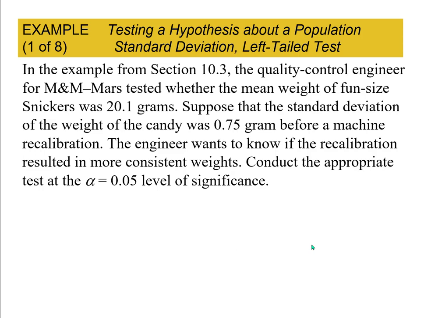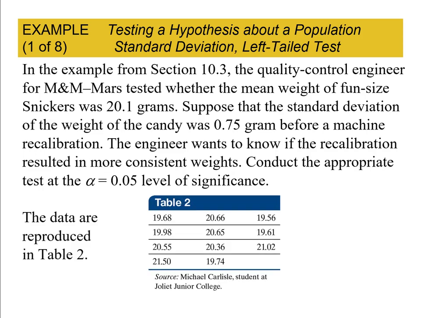So suppose that the standard deviation of the weight of the candy was 0.75 grams before a machine recalibration. The engineer wants to know if the recalibration resulted in a more consistent weight. So basically they have the machine that produces these candies, and there was a standard deviation that any candy could be off from the 20.1 grams, plus or minus 0.75. So they want to recalibrate that machine and make it more accurate. So we're going to conduct the appropriate test at the 0.05 level of significance.